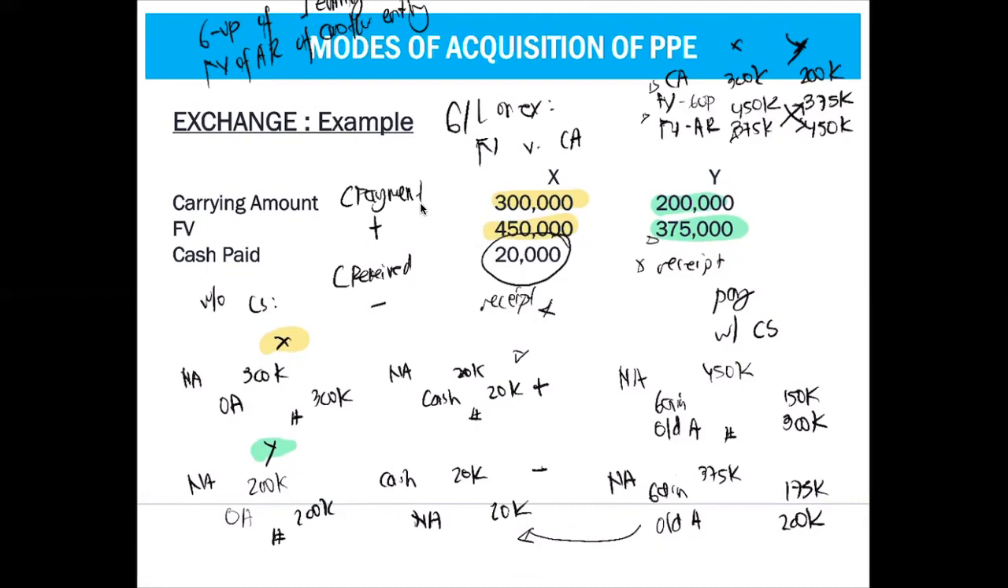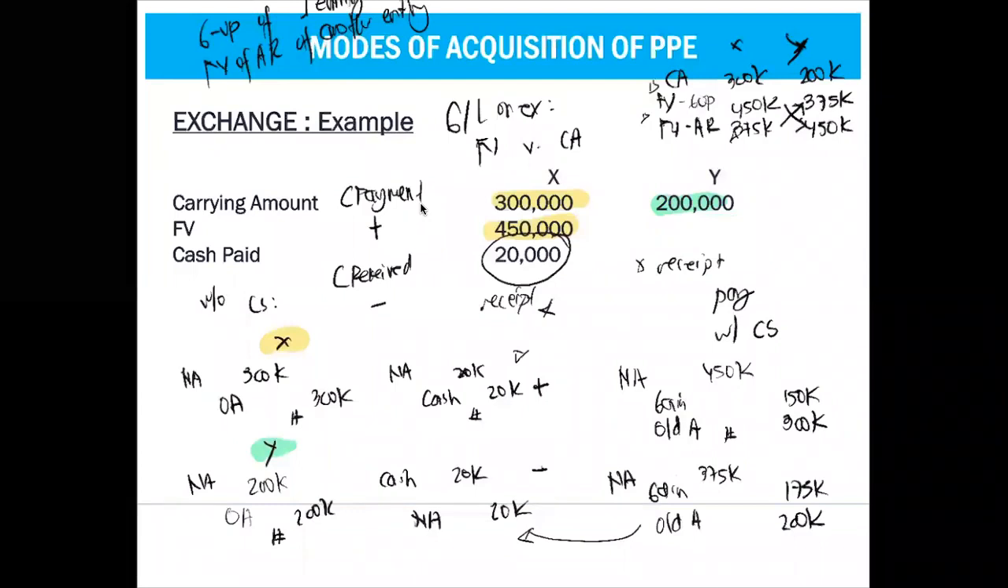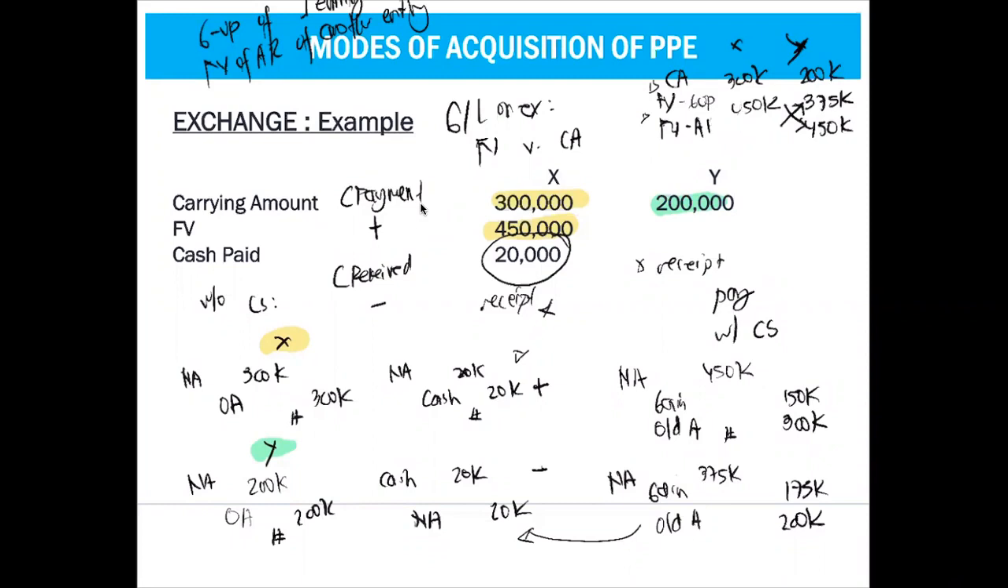Okay? So, sir, what if wala yung fair value ni Y? So, let's say, wala yung fair value ni Y. Wala tong 375,000. Okay. Kung wala yung 375,000 ni Y, wala ding fair value of asset received si X. Nasundan? Wala ring fair value of asset given up si Y.